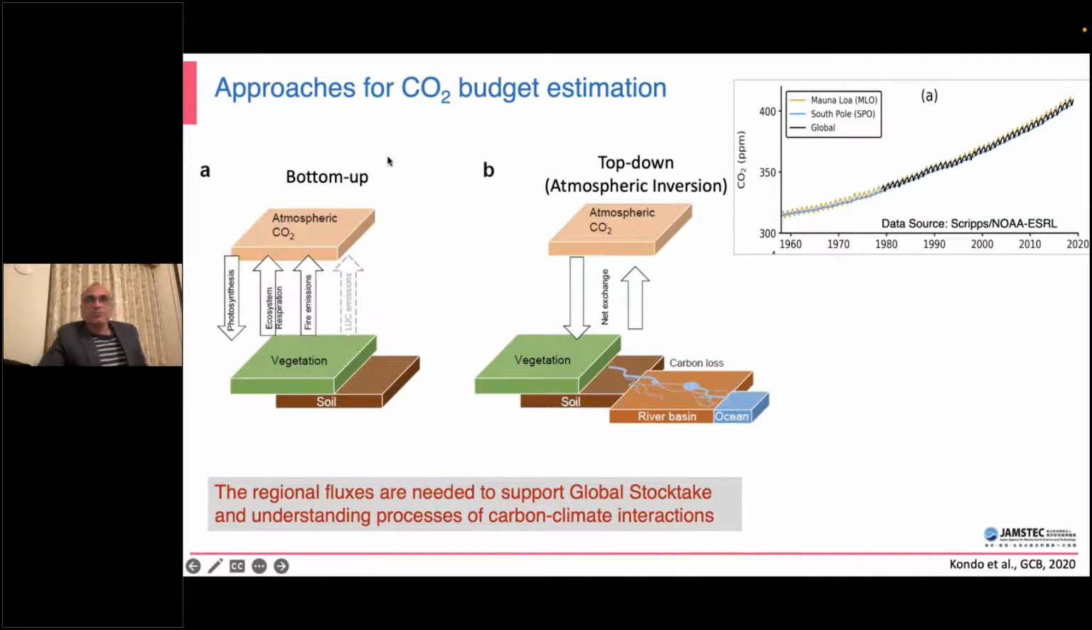And here we put two different processes of estimation of the CO2 budget at the regional scale. One is called bottom up, where we put all the vegetation together, all the soil together, all the fossil fuel I just showed, and then try to estimate what the atmospheric CO2 concentrations should be. It does pretty well, but it's not complete.